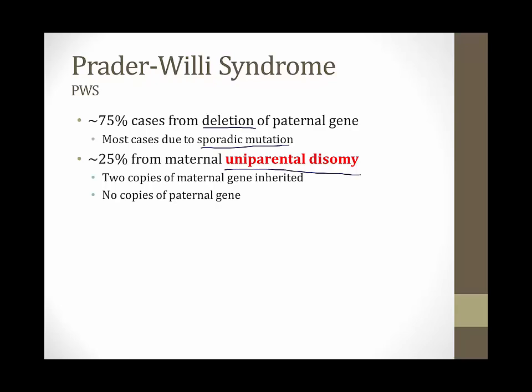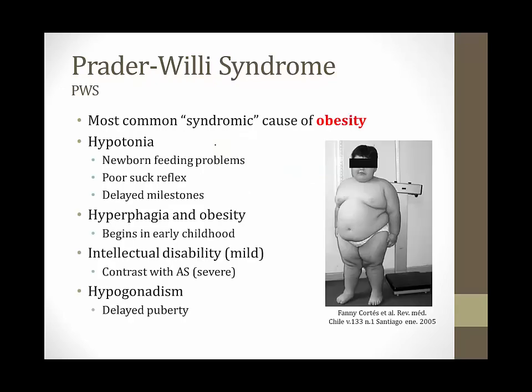I discussed this process in the video on meiosis, but in uniparental disomy, two copies of the gene are inherited from one parent. In this case, two copies of the maternal gene are inherited and no copies of the paternal gene, and therefore both copies are inactivated. Prader-Willi syndrome is the most common syndromic cause of obesity. This is a picture of a child with Prader-Willi syndrome.